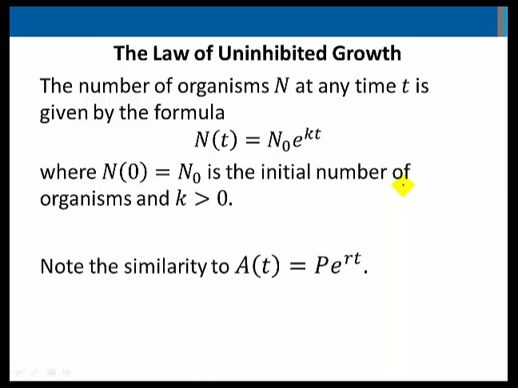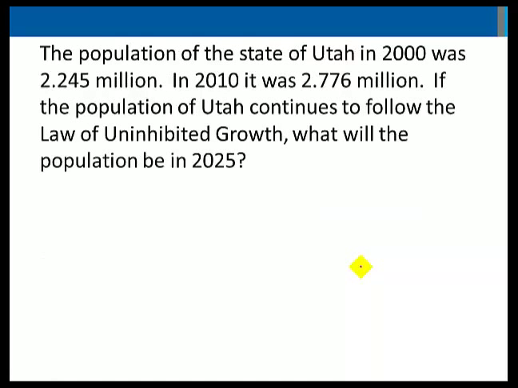Note the similarity to a of t equals p times e raised to the power rt, where instead of the number of organisms, we were determining the amount of money. Let's look at an example. The population of the state of Utah in 2000 was 2.245 million. In 2010, it was 2.776 million. If the population of Utah continues to follow the law of uninhibited growth, what will the population be in 2025?